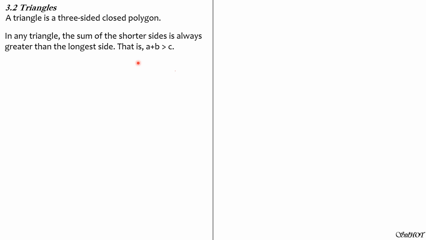Or 1, 6, 7. There's no triangle like that because 1 plus 6 is equal to 7. But there is a triangle with sides 2, 6, and 7, and so on. So you just remember that requirement that to form a triangle, the sum of the shorter sides should always be greater than the longest side.